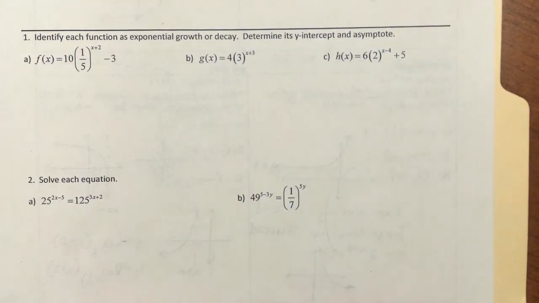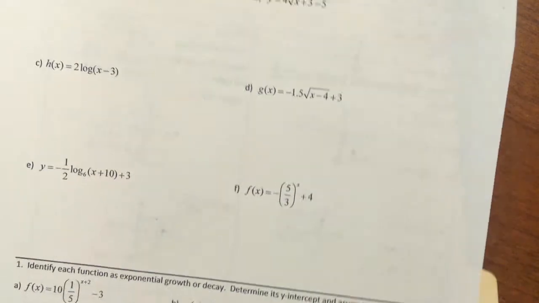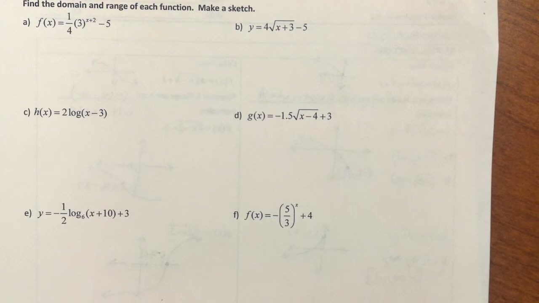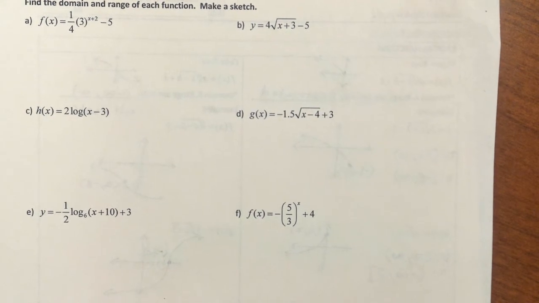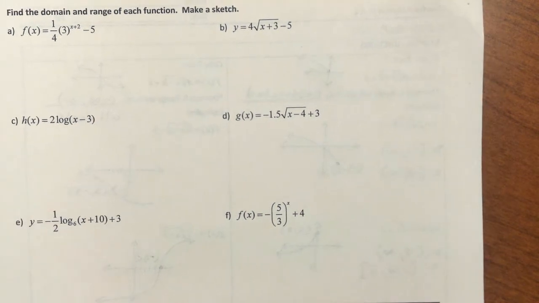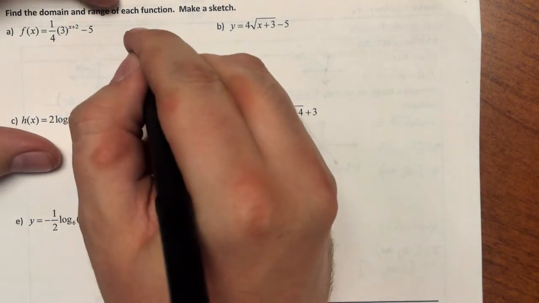So once we have those ideas, let's talk about if I give you a question like this. I said find the domain and range of each function, and I said make a sketch. Well, let's take a look at some examples. The first one, 3 to the x plus 2, minus 5. Let's make a sketch of what this should look like.